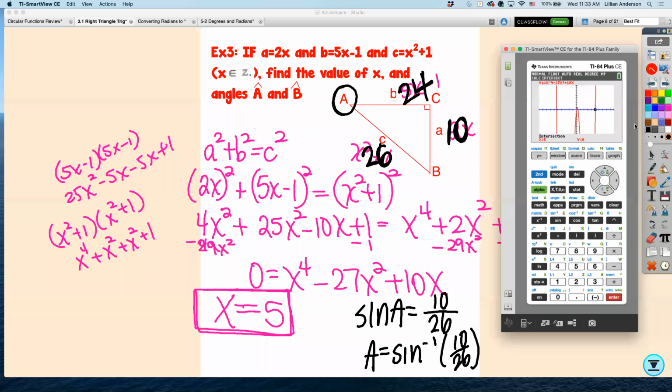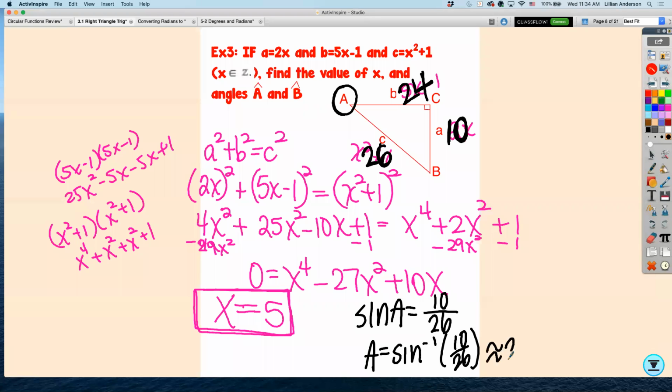So when you go into your calculator, second sine, 10 divided by 26, 22.6. Very good. I use 10. And you use tangent, and you still got 22.6. Exactly. No matter which trig ratio you use, as long as you have the correct ratio, you'll get the correct angle.